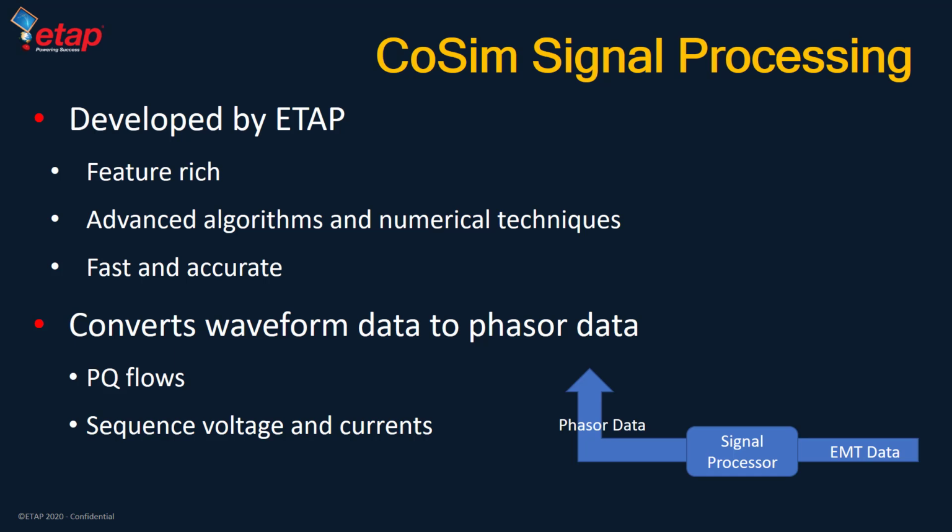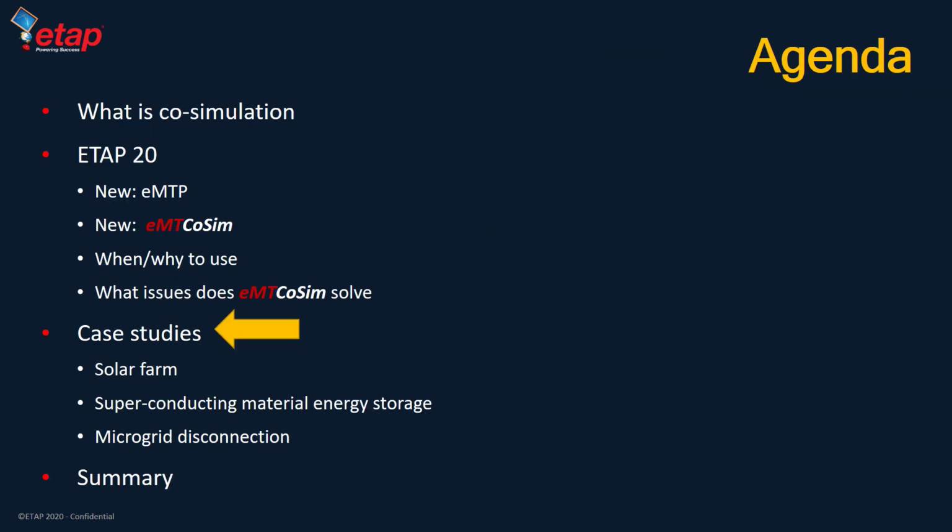This means that the electromagnetic transient domain data is classified and processed carefully before feeding it back to the phasor domain. We use the signal processor to calculate power flows and RMS sequence information. So now let's demonstrate some of these benefits by running through case studies.